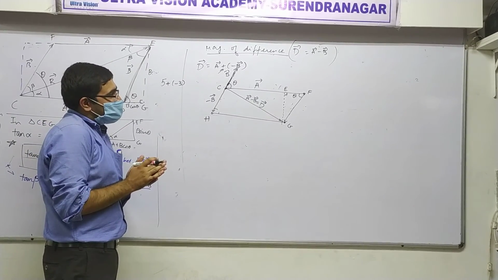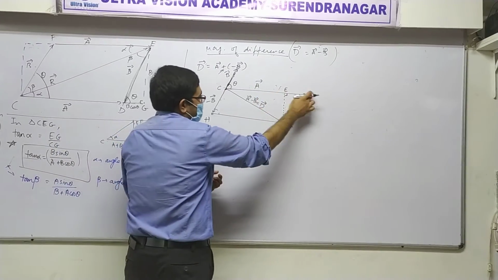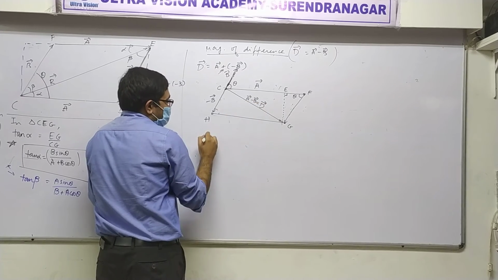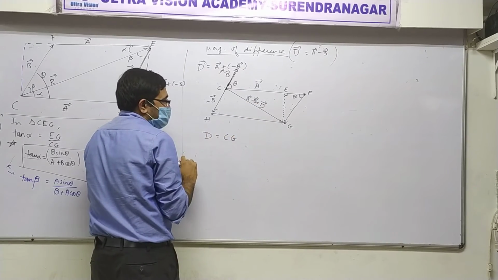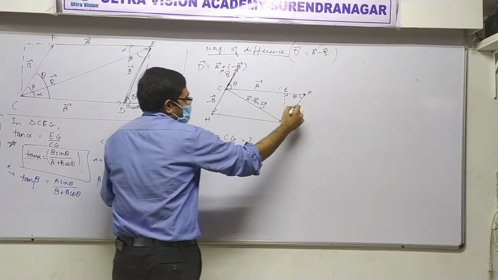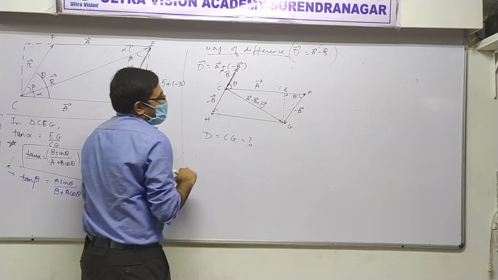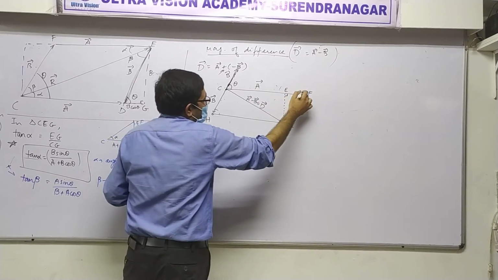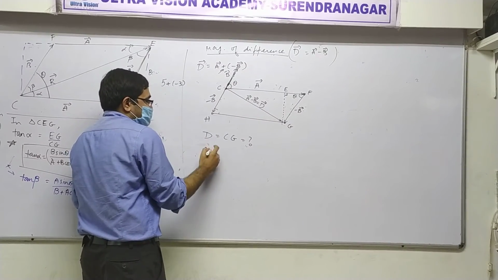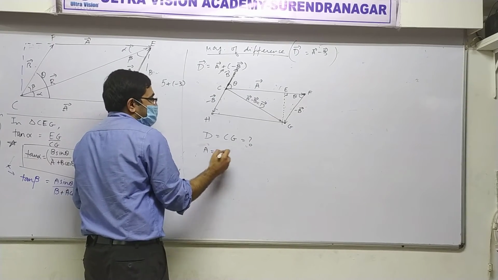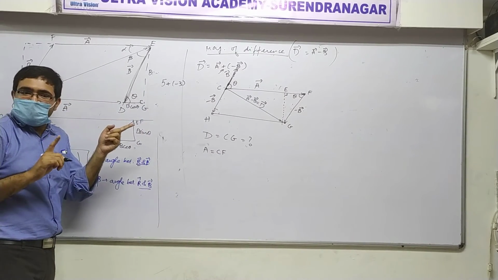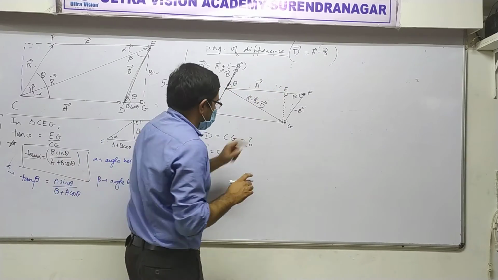Did you write down all the points? E, F, G, and H. Now we are interested in finding D, which is equal to CG. This is what we are after. Now let's mark out a few things here. This was also minus B vector, and the whole thing from C to F is A vector. So A is equal to CF.